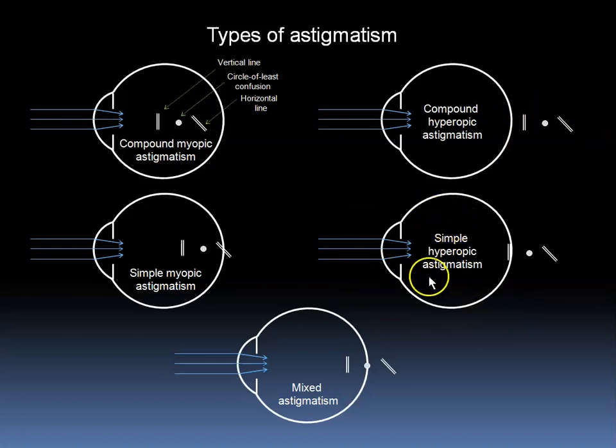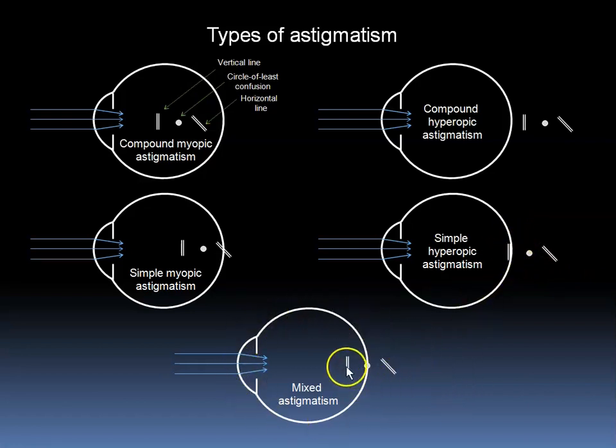In this case of simple hyperopic astigmatism, the vertical line is shown on the retina and the rest of the conoid behind it. Again, the rest of the conoid would not exist because the light would not cross the retina. The retina would see a vertical line in this case.